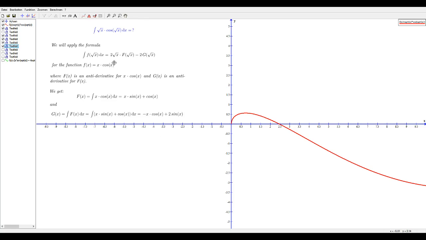We can now just plug in our formula, right? All we need for our formula is capital F and capital G, which we both figured out, so all we need to do is plug in the formula.